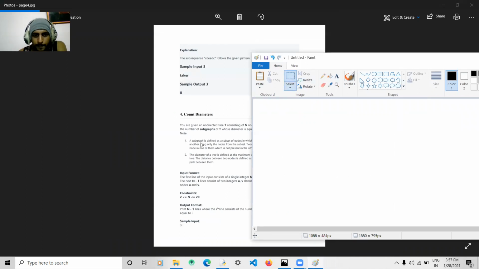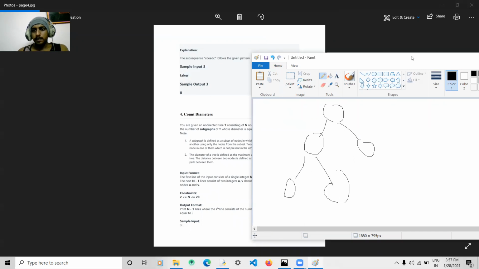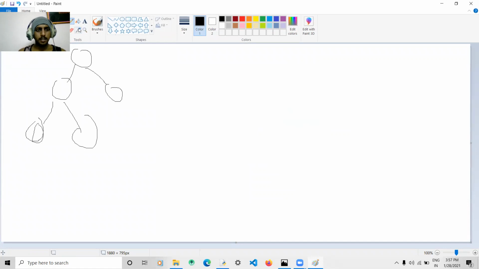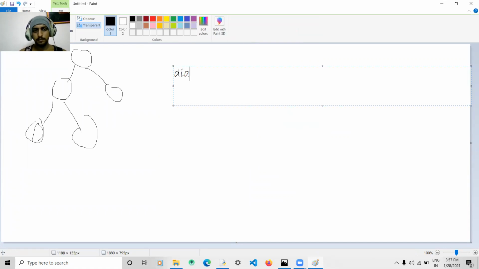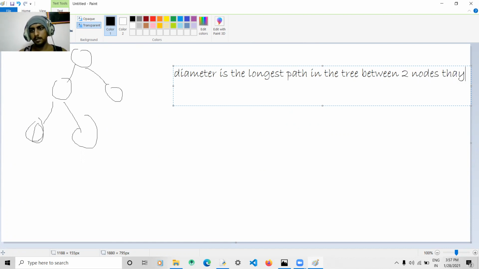So let's start with what is a diameter. Suppose you have a tree like this, then diameter is the longest path. Let me write here. Diameter is the longest path in the tree between any two nodes that belong to the tree.